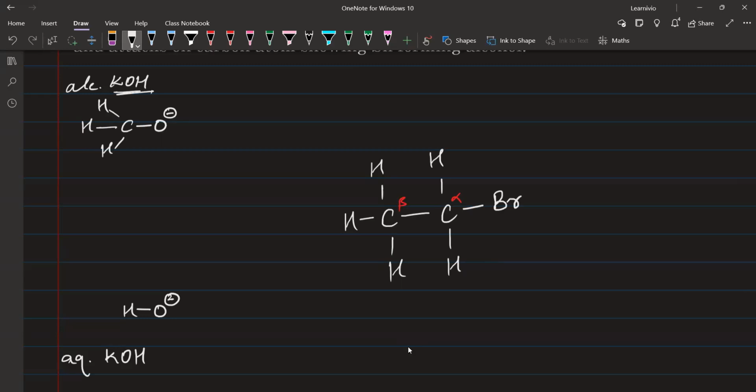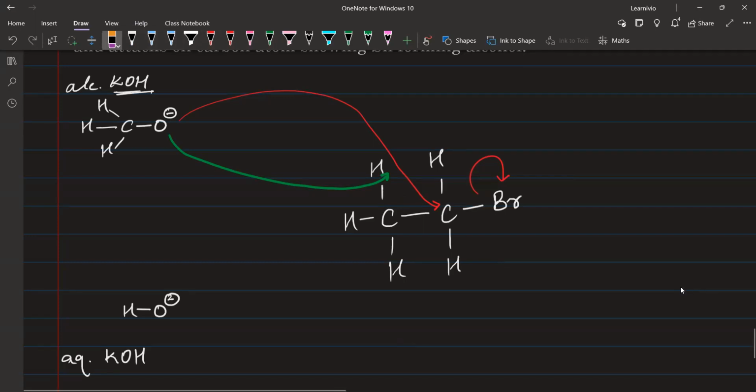Now let us look here. If you look at this particular carbon atom, there are two things it can do. Either the ion attacks the carbon here, and then Br leaves. Or the ion can attack this hydrogen atom and take it, leaving its electron behind. The electrons come down, and then Br leaves. There are two pathways for the negative ion.